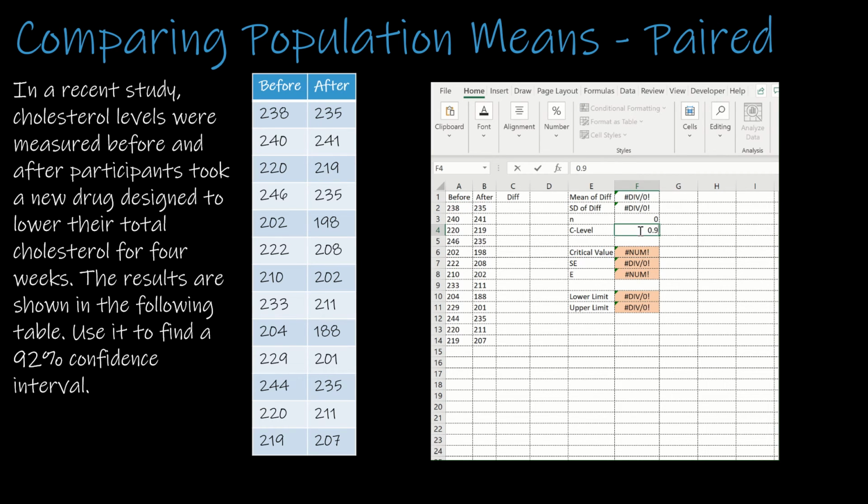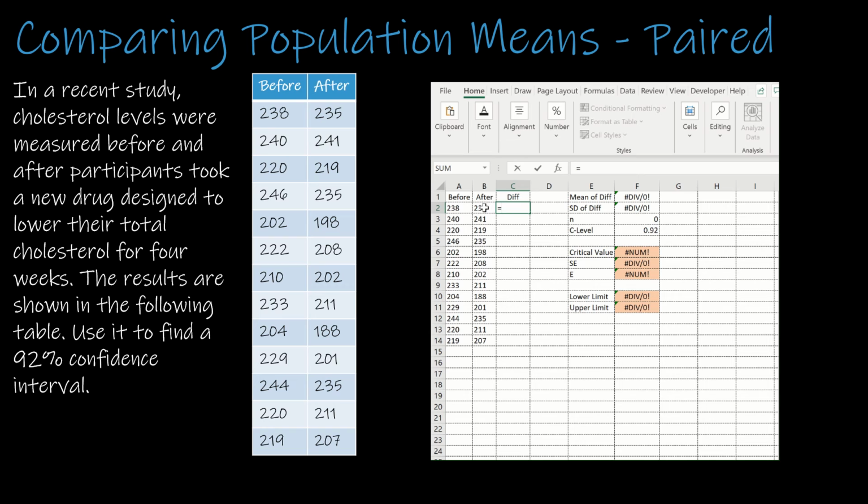Oops, 0.92. And I want you to obviously check conditions aren't met because we don't have at least 30, but we're going to move forward anyway. But I want you to find the interval and then interpret the interval to show whether or not this drug can be shown to lower cholesterol. So when you're ready, press play to see how you did.